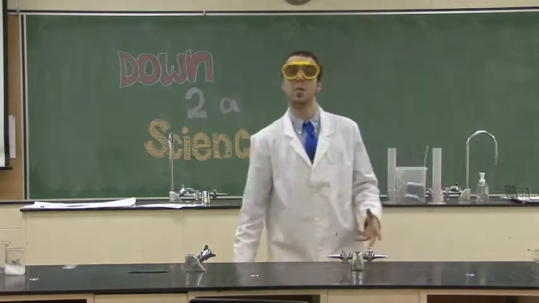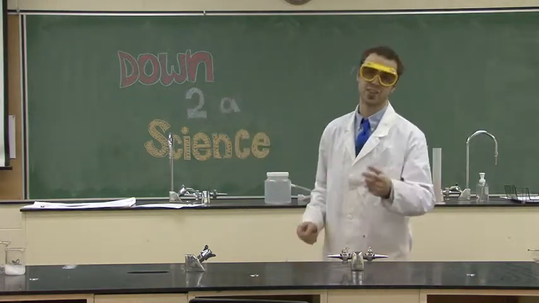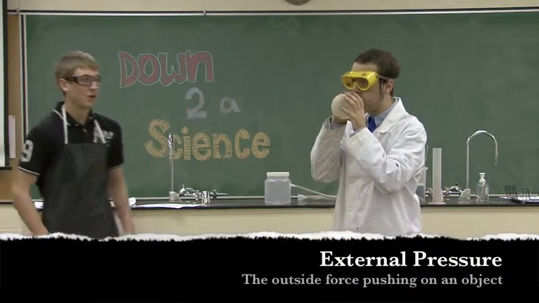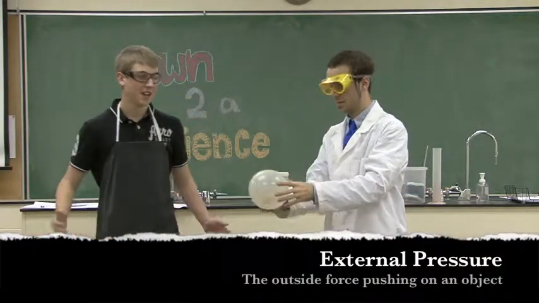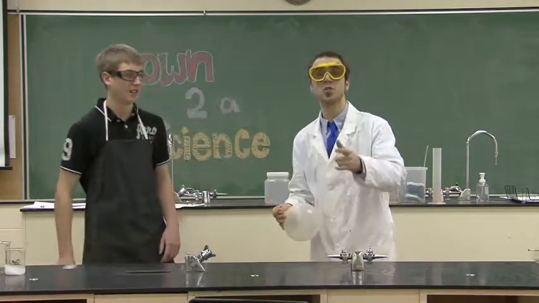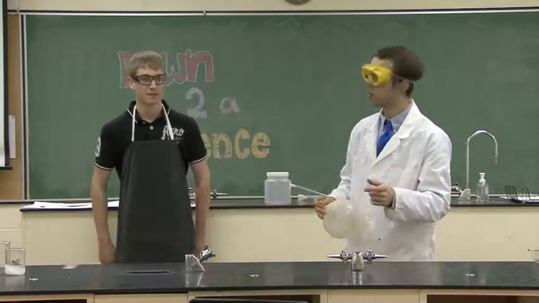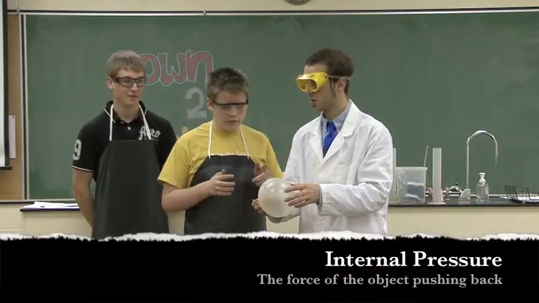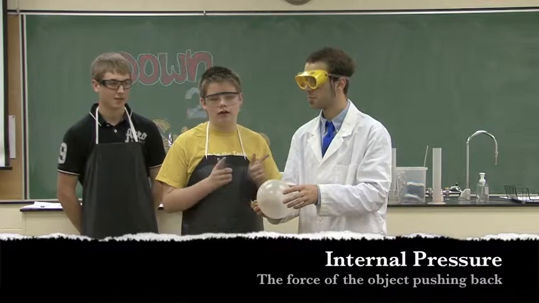So just to recap today, we looked at external pressure, which is when the air outside is pushing on the object, and we also looked at internal pressure, which is when the object is pushing out against the air. So those are the two pressures we saw: external pressure and internal pressure.